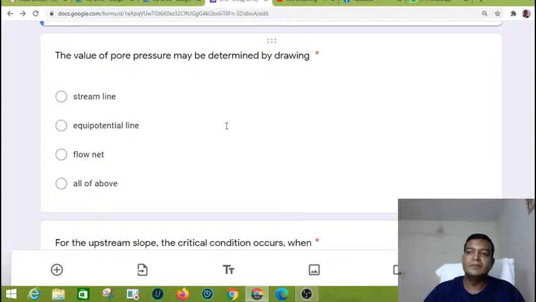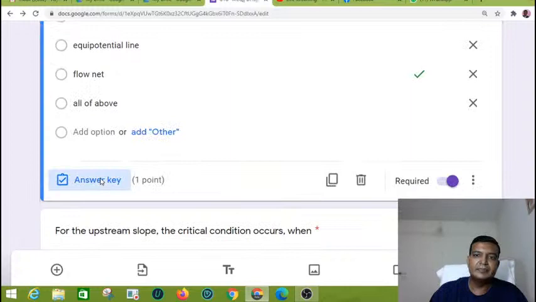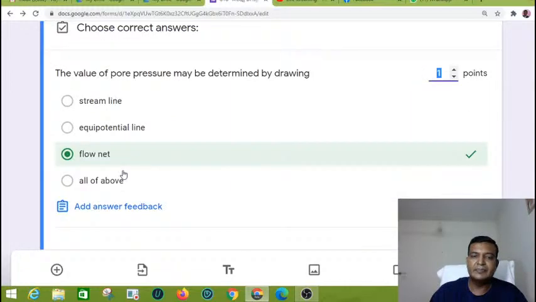So all of the above is not the right answer. Right answer is C, flow net. We have to draw the flow net. Only streamline will never give, only potential line will never give. We are supposed to draw the flow net, and that will give us the value of the pore pressure.